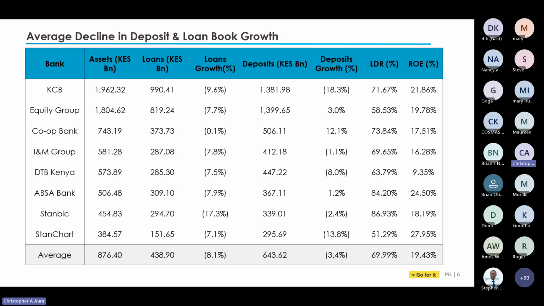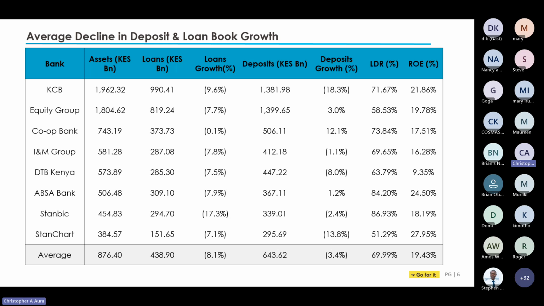One of the main reasons for this was, as I've said, the high interest rates for lenders. Most of the lenders were shying away from taking loans because they were expensive, and also because of the non-performing loans in the market, as the banks were experiencing a high level of defaults. They were also shying away from giving out loans to the private sector. And because of the high interest rate environment, most banks preferred to put their money in high-interest government securities.